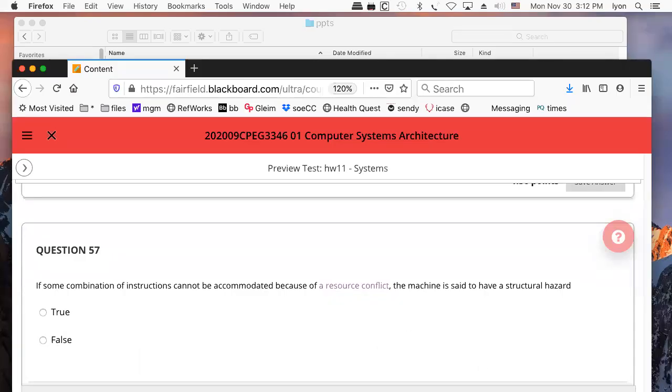And if some combination of instructions cannot be accommodated because of a resource conflict, the machine is said to have a structural hazard. And therein lies where you might get a cache miss. This is the kind of thing that will hamper your overall throughput in the CPU. And so that's a true.